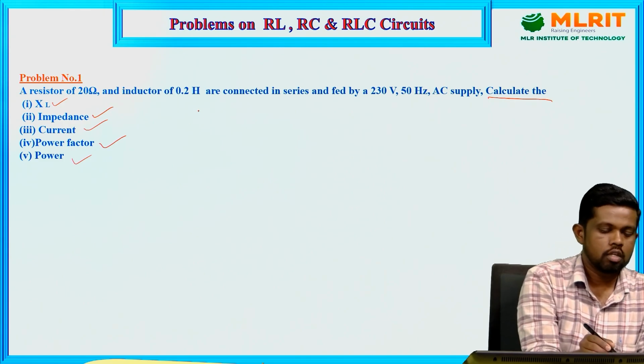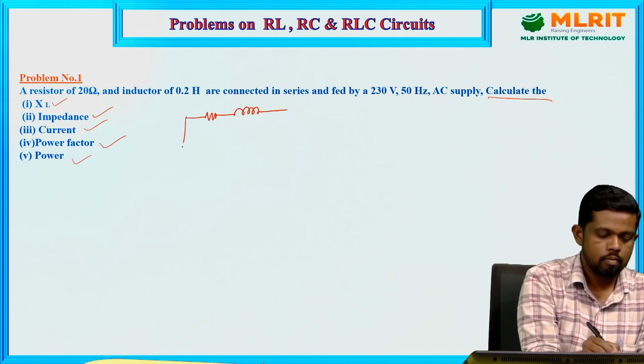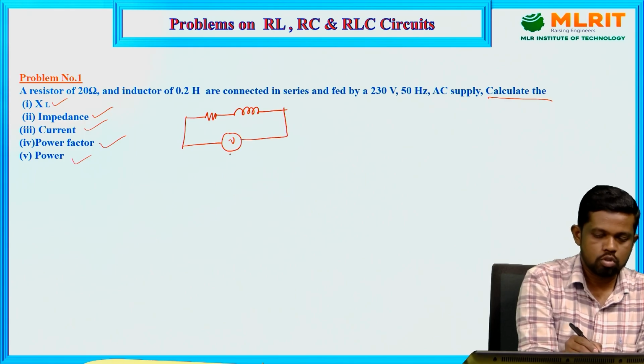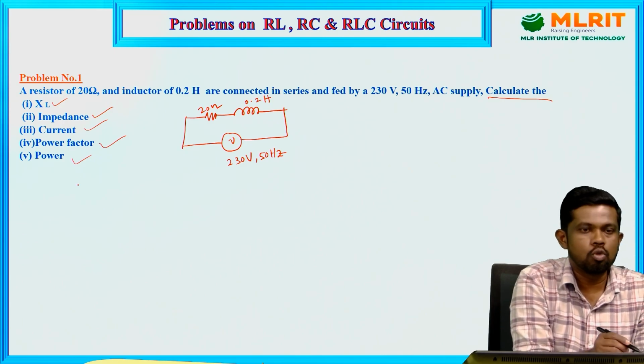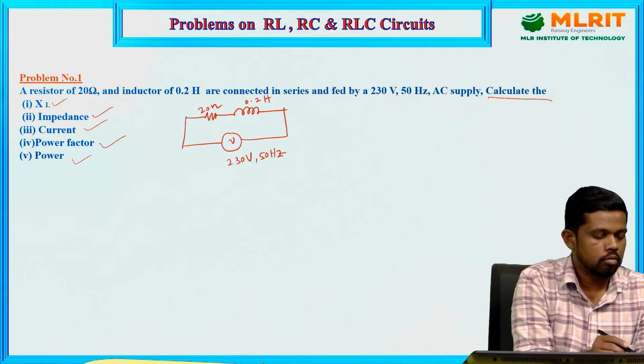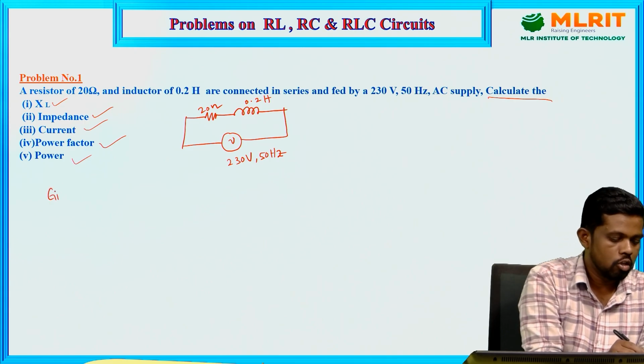The corresponding circuit we need to draw with the help of the data is like this. This is the resistance, and this one is the inductance of the coil. It has to be connected to a power source, supplied by 230 volts, 50 hertz. The resistance is 20 ohms and the inductance is 0.2 Henry. For every theoretical kind of question, we need to go through the given data. Based on that, we get the required answers.